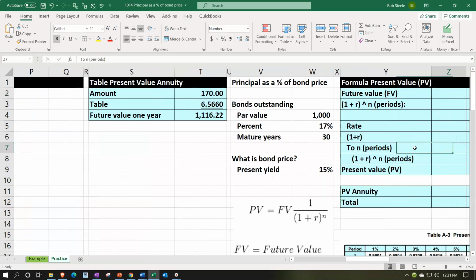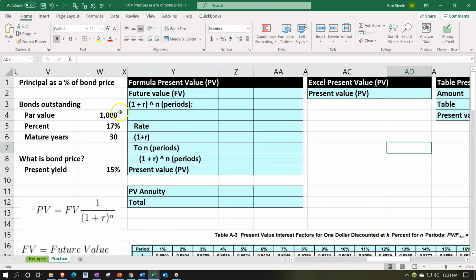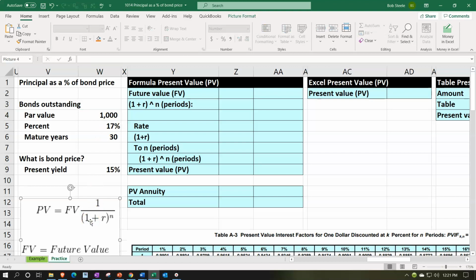Now let's do the present value of the principal portion. So this is going to be the payment at the end of 30 years, way out there, $1,000 for the par value. Going to be using the good old present value of 1, which is going to be PV equals future value times 1 over 1 plus R to the N. Breaking that out into our table again.